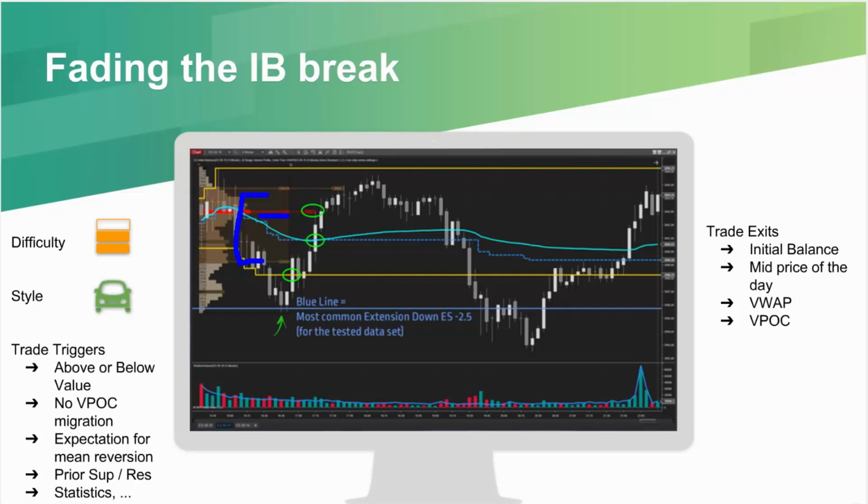So you see no VPOC migration. You expect mean reversion because volume is completely average. Volatility is not doing anything spectacular. And most likely you're looking at a specific support or resistance level that you're interested in from your analysis prior to the market opening. And of course, statistics, you can also use that.